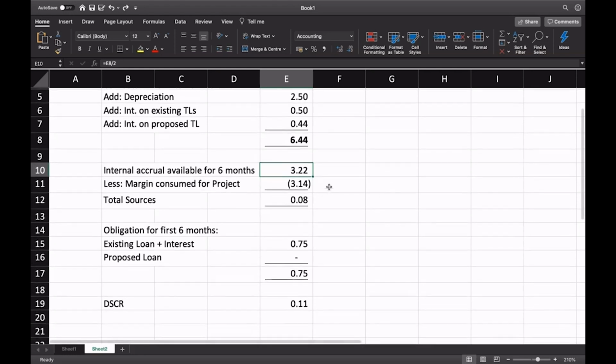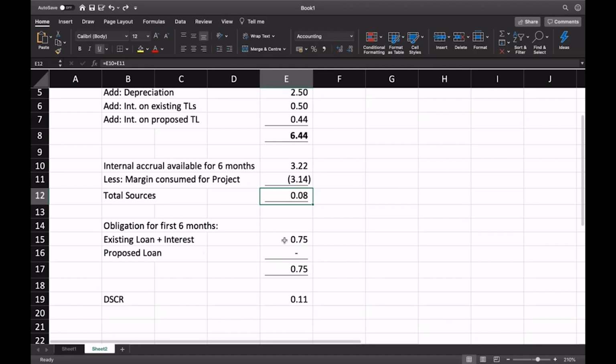And if we use this substantially for meeting the margin, then nothing will be available for meeting the existing loan repayment obligation, and because of that, if they become a defaulter, it will eventually affect the proposed project also. So answering the question whether the internal accruals can be used as margin for this project, the answer should be a straight no.